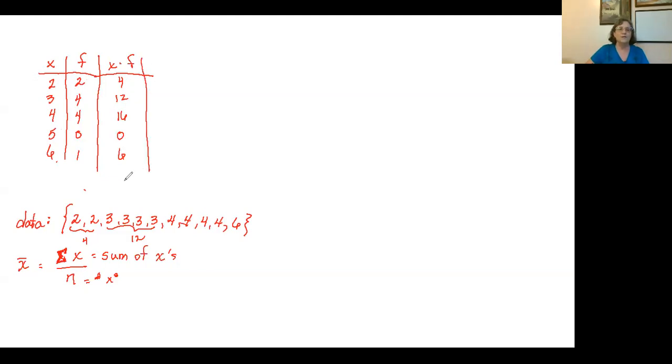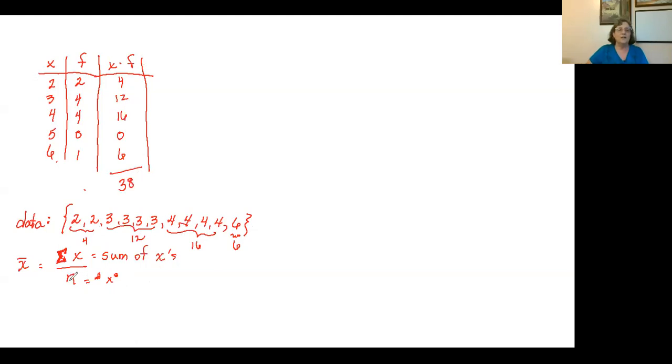So our average is to take the sum of the x's times the frequency of the x's. So it's the sum of the xf's, x times f. So it's like taking the 4 plus the 12 plus the 16 plus the 6, which is exactly what's here. That's going to be 20, 32, 38.